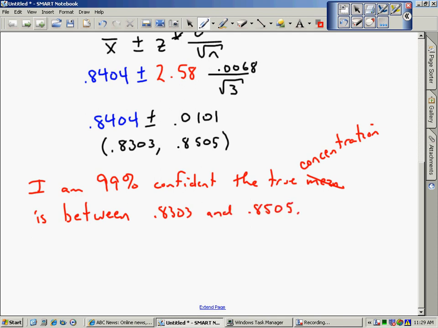And literally, sometimes I will write, just as I did, the true mean, mark it out, write what the mean represents, is between, and then fill in your numbers to remind you that that's the ideal we want. It's not that there's a 99% chance the mean is either in there or it's not, but we're pretty sure because of the method that we did that the true mean will lie in that interval.